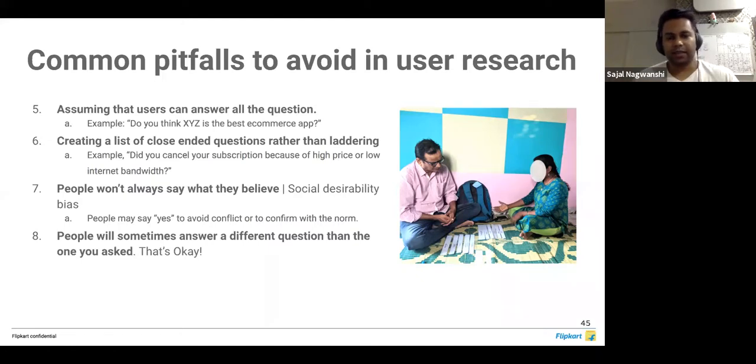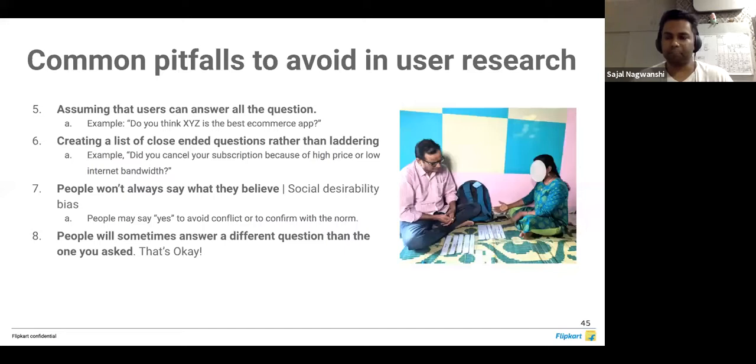Seventh is that people won't always say what they believe in, and this is one of the traps you can fall into. You need to come across as a neutral researcher, otherwise people will give you answers which you are expecting, or which are expected as a norm. That's social desirability bias. If you're asking a question that people generally don't respond to in a certain way, you need to be very careful in asking it.